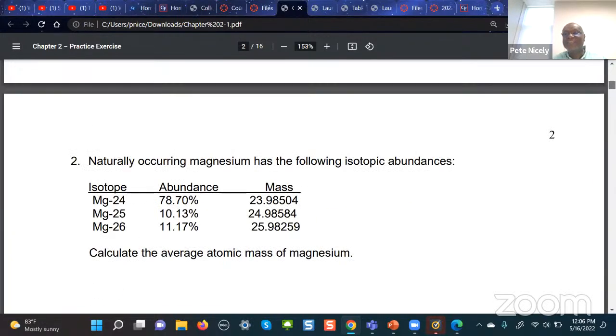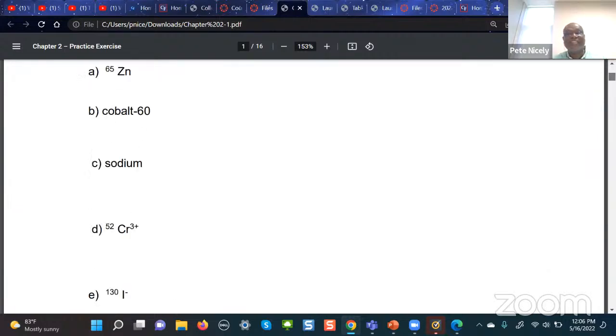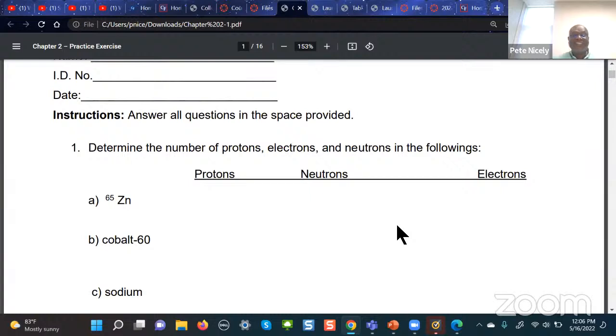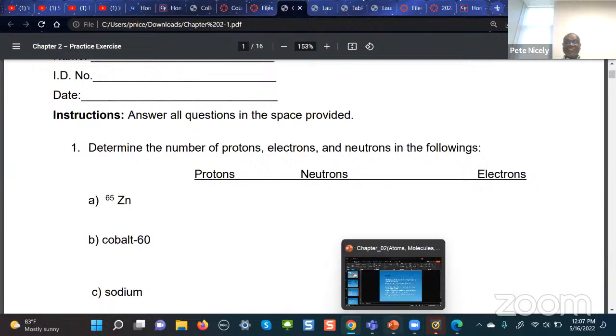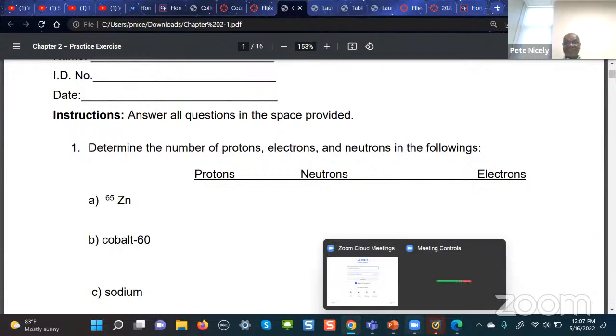So you can start with question number 1, and I'll just be here available to you if you encounter any difficulty or have any questions concerning any of these problems. As far as the rest of the questions, we'll be able to finish chapter 2 next class, which will be Wednesday, and then you'll be able to do the rest of the questions. So get started with question number 1, and if you have any questions, let me know.